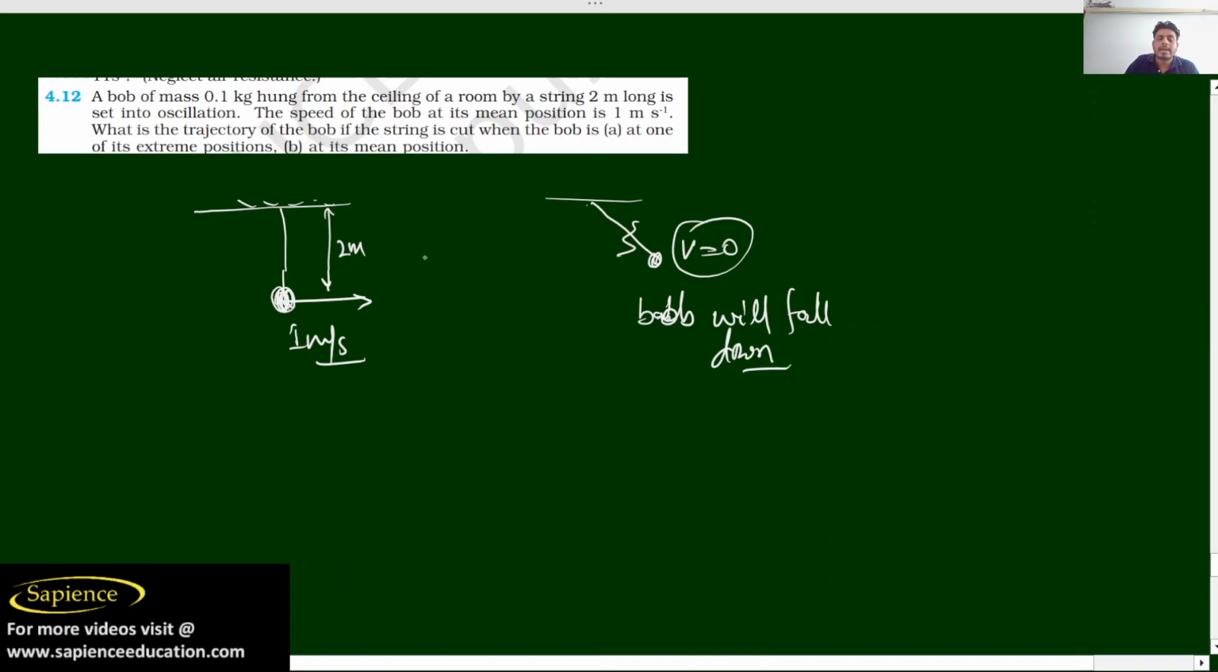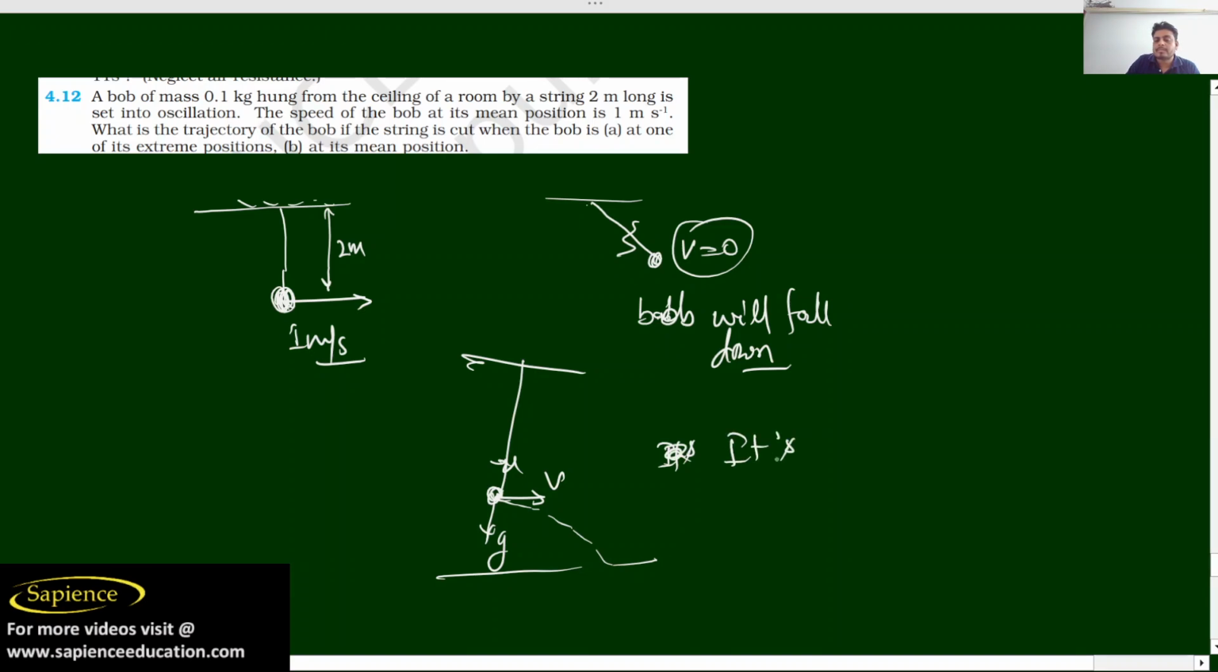Now second case, at the mean position. Since at the mean position it has some velocity v, as soon as it is cut by the string, what will happen? Gravitational force will start acting and it will take a projectile motion. So its motion will be projectile.